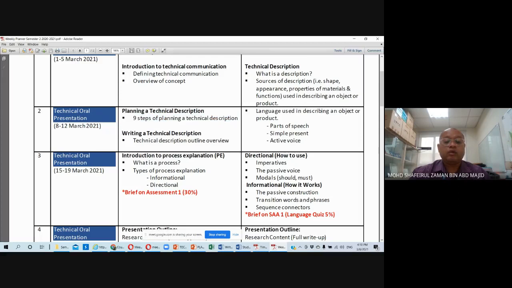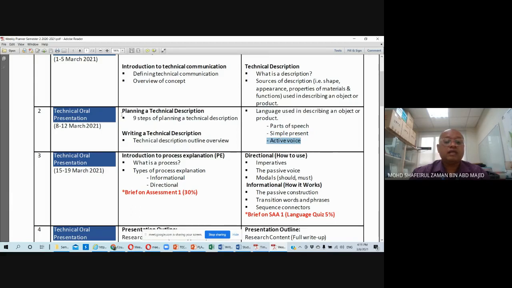Then we are going to have a look at writing a technical description, whereby we look at the outline or the overview of a technical description, which will be very beneficial for all of you when you are planning for your first assessment, okay. And in the second meeting, we are going to have a look at the language used in describing an object or product. So we're going to look at the parts of speech, the simple present, and the active voice, okay.